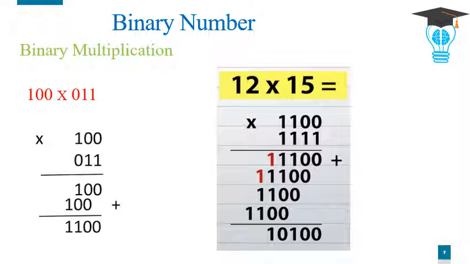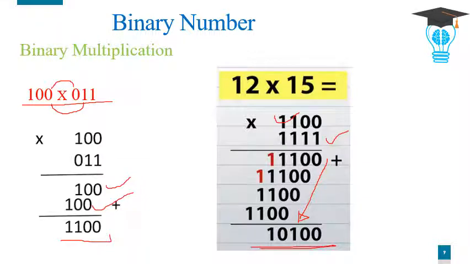Binary multiplication is very similar to decimal multiplication, where we are multiplying 100 with 011. First I multiply it with 0, no use. Then I multiply it with 1, and again I multiply it with 1 and add them. Similarly here, this is 12 and this is 15. Every time I am multiplying it with 11 and it continues, and I add them and get this answer. It is very similar to decimal multiplication.